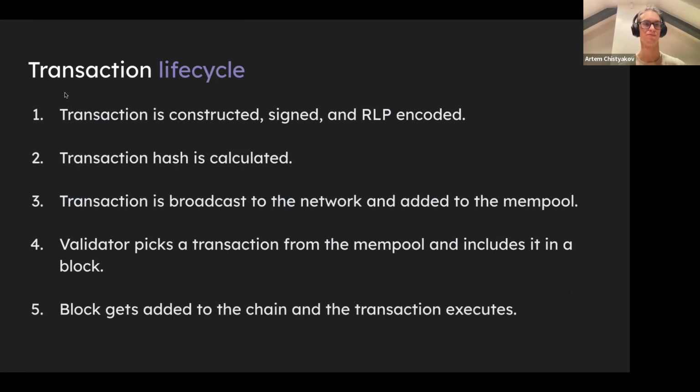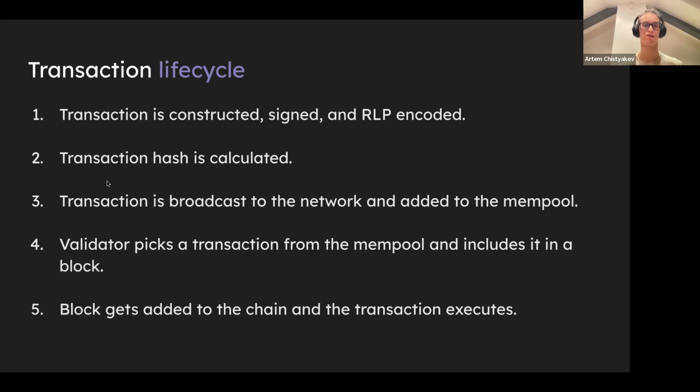Then let's wrap up the transaction lifecycle. So what happens first? The transaction is constructed by the user. Wallets may help with the construction, for example, by calculating the required gas limit for this transaction to succeed, or by calculating the required gas price and automatically setting it for convenience. Then the transaction is signed with the private key that is held in the wallet and RLP encoded for the future broadcast.